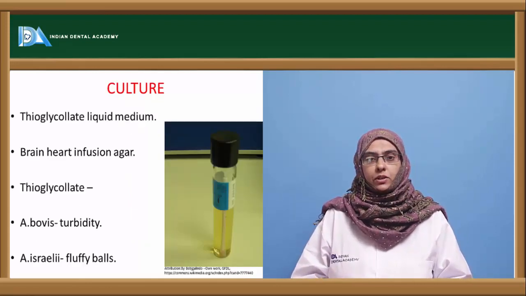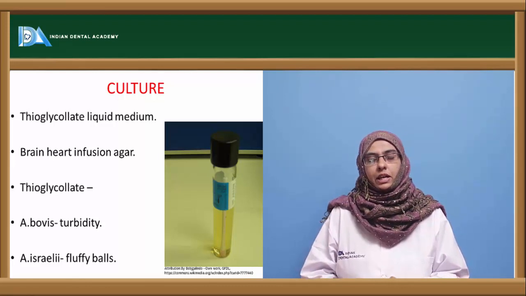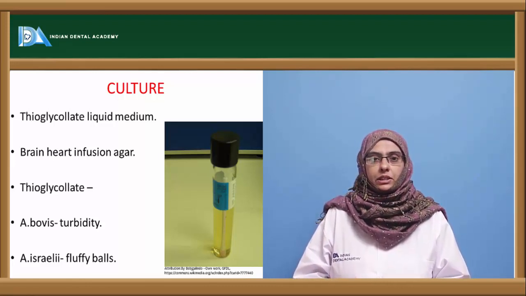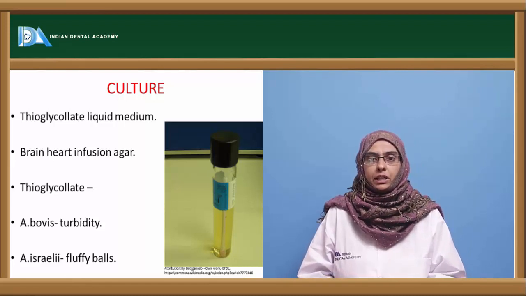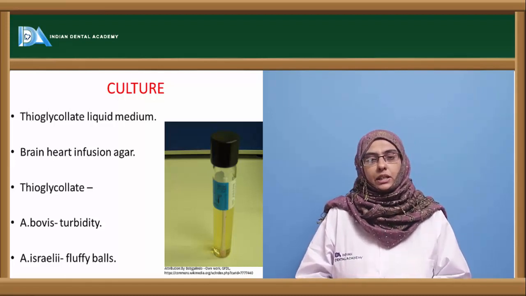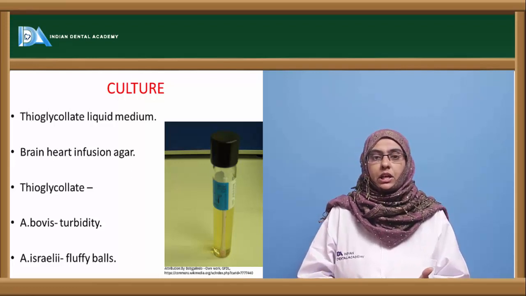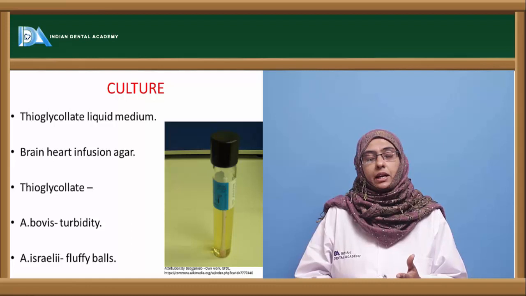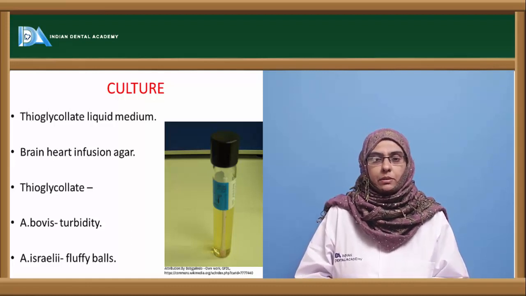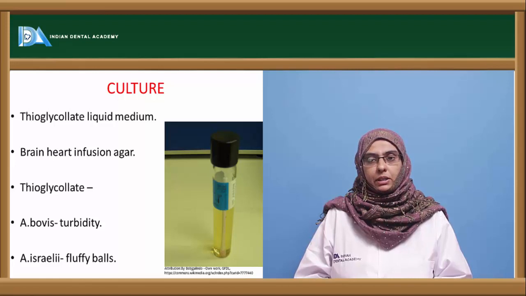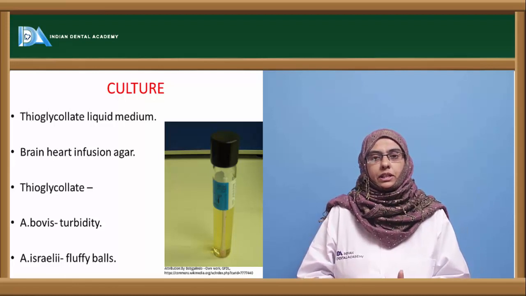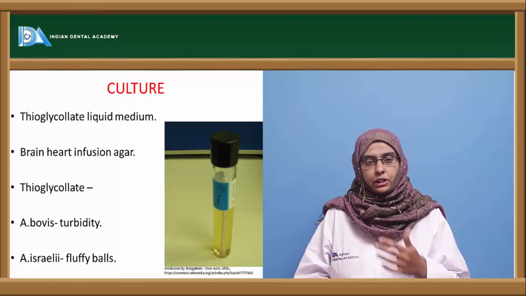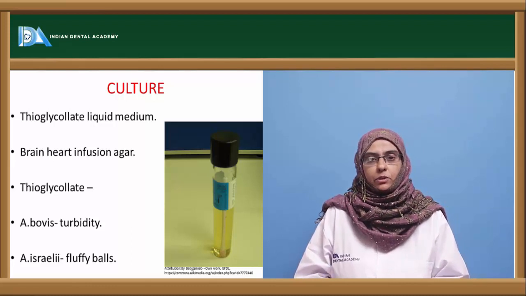Next, coming to the culture, this organism can be grown on liquid as well as solid media. Because this organism is anaerobic in nature, it has to be kept in anaerobic conditions at 37 degrees centigrade. The two media used are thioglycolate medium, which is a liquid medium, and brain heart infusion agar, which is a solid medium. In the thioglycolate medium, the sulfur granule or the pus is inoculated directly and incubated at 37 degrees centigrade in anaerobic condition.